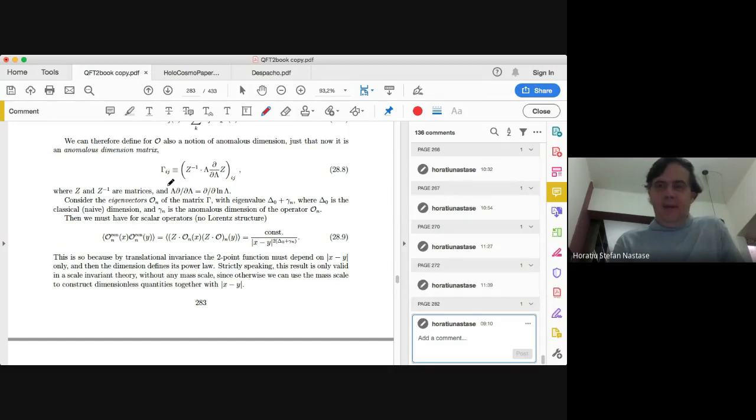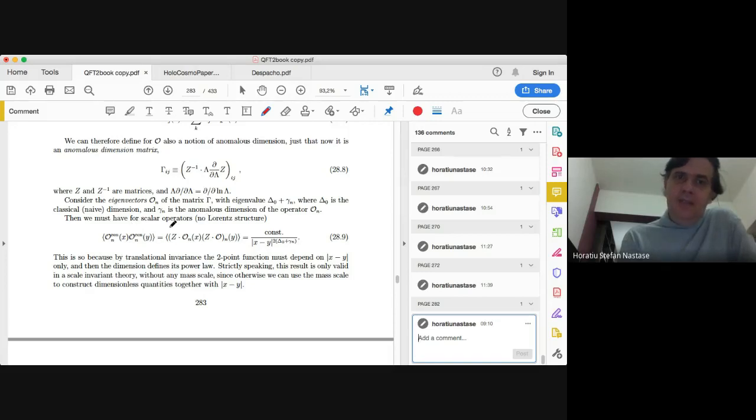So I have to consider the eigenvalue problem. And then I consider the eigenvector On, which is an operator for this matrix. And the eigenvalue for this eigenvector will be the classical dimension of the eigenvector, delta 0, plus the anomalous dimension, gamma n. So for this eigenvector, I have the same behavior as for the fields.